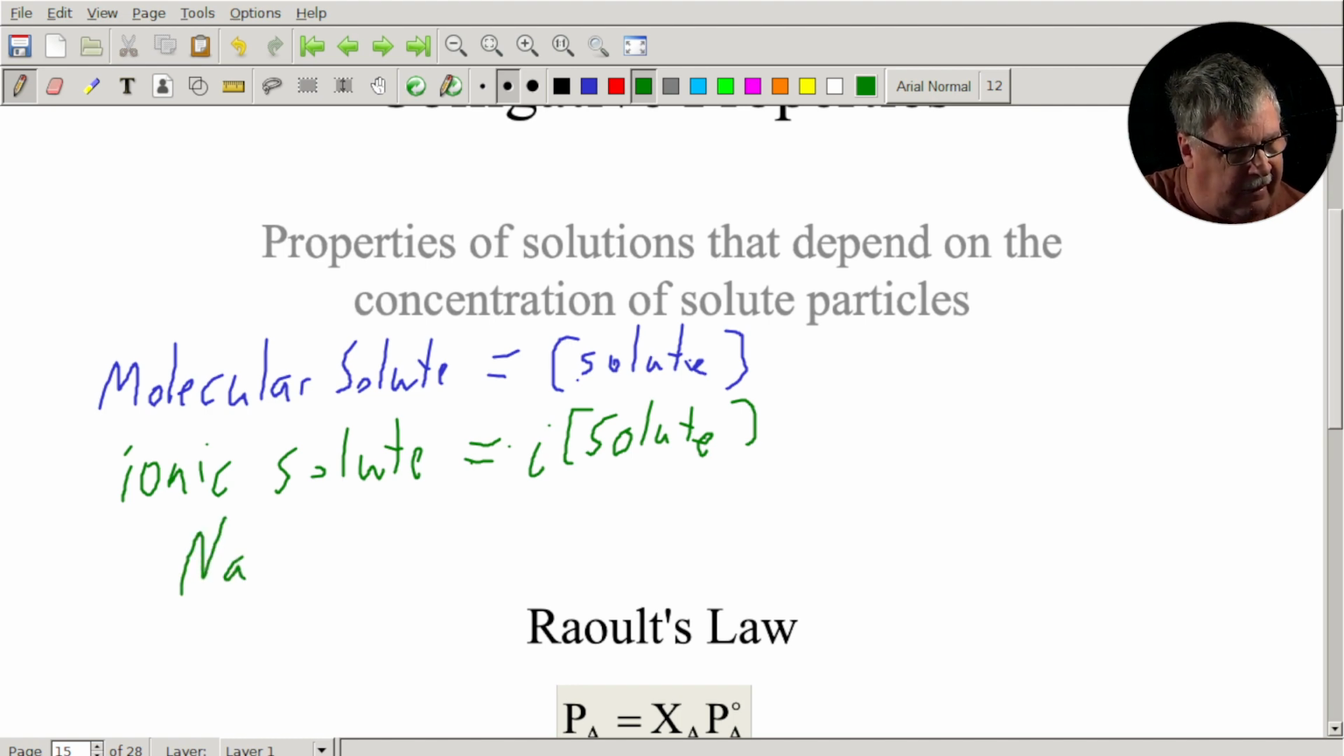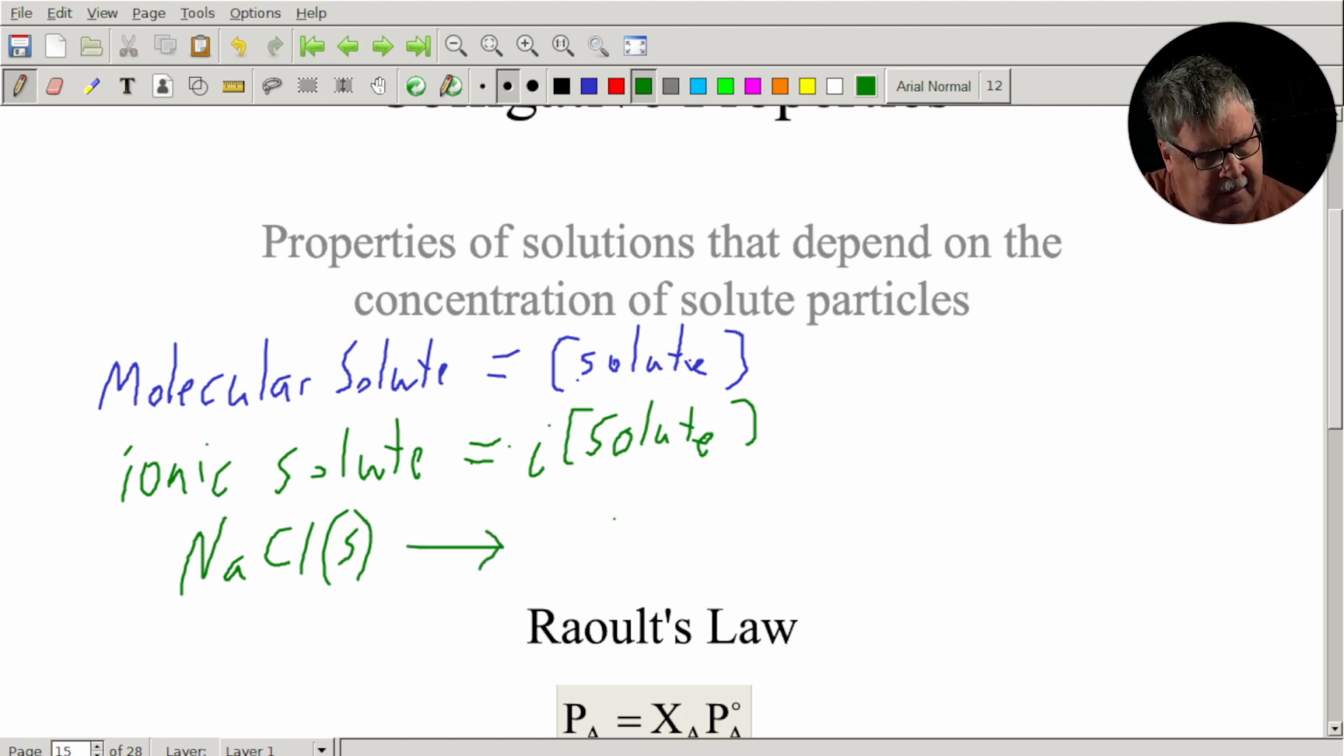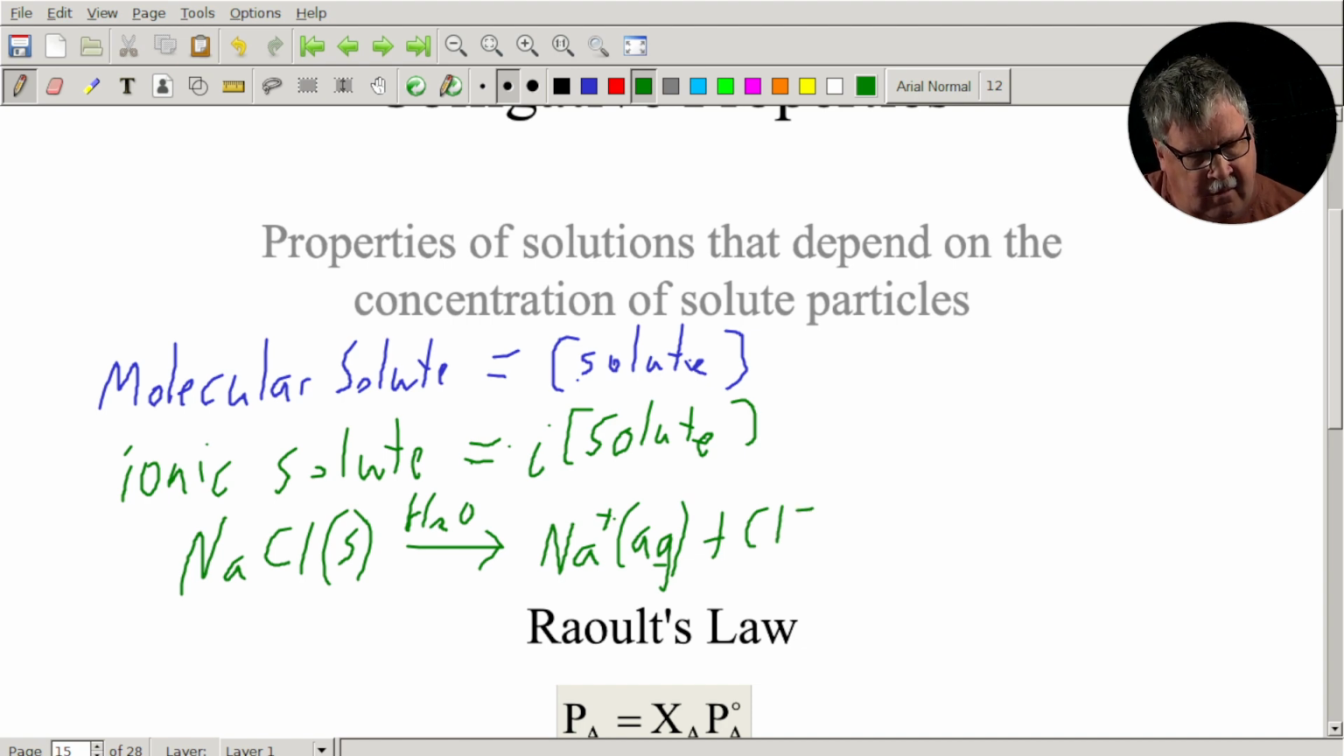If we take sodium chloride solid, we know from what we've learned before that if I dissolve that sodium chloride into water, then I get Na+ or sodium ions and chloride ions. And so what we would say is that in a perfect world, the i value for this solution would be 2, because for each mole of solute that I dissolve, I get 2 moles of solute particles, 1 mole of cations, 1 mole of anions. It changes for other ionic solutes.